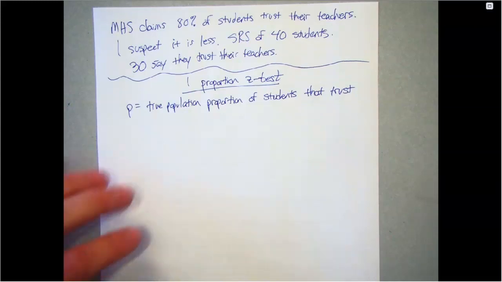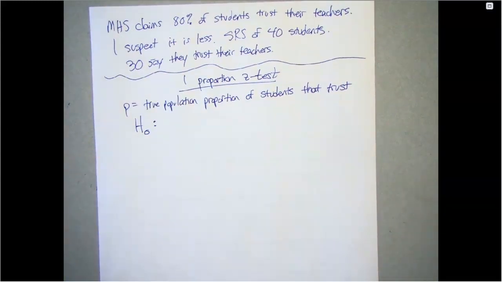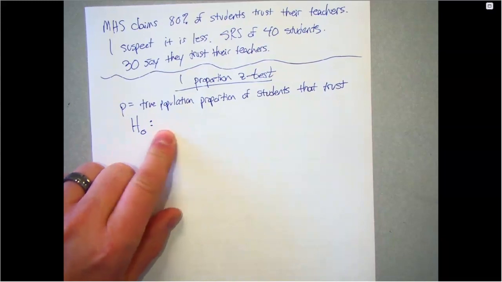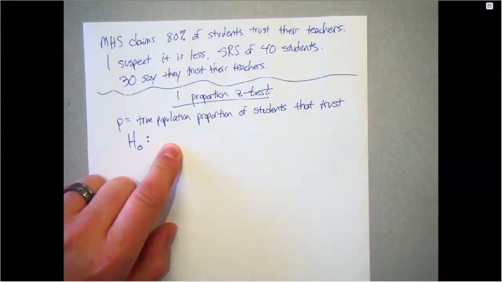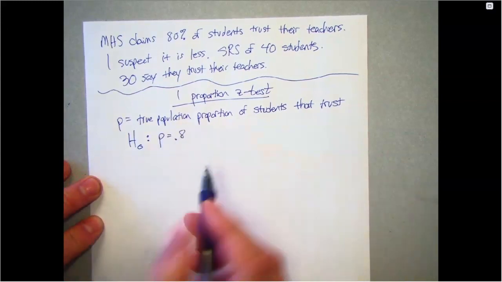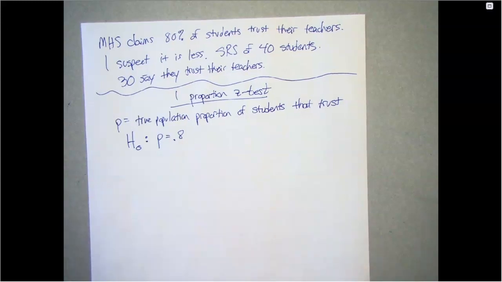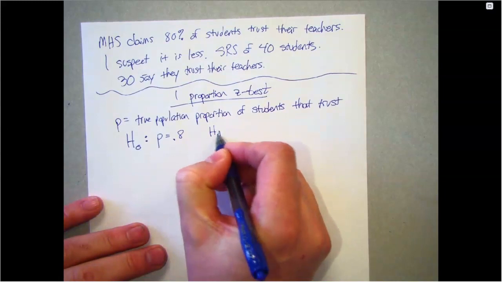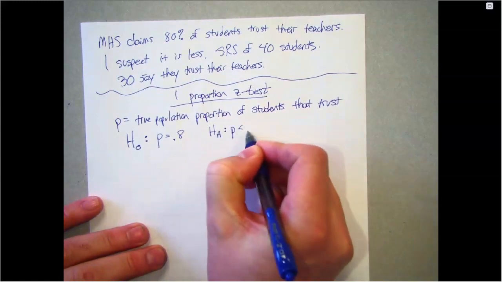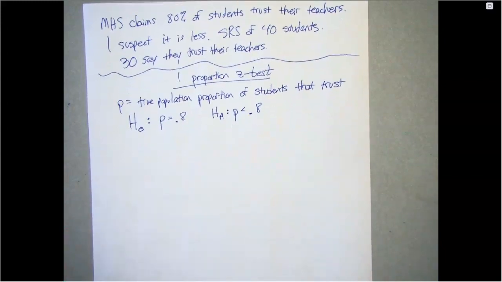All right, so H0 is the null hypothesis. This is always going to be something equals something, and it's always like the initial claim. So in this case, they're claiming that P equals 0.8, the true population proportion of students that trust their teachers is 0.8. That's their claim. I'm going to try to show that it's not that high, so I'm going to do P is less than 0.8. We could do greater than or not equals, but I'm just sticking with the less than, because that's what we just did.